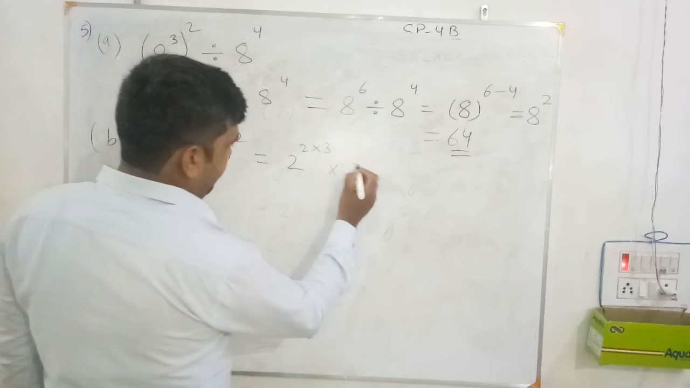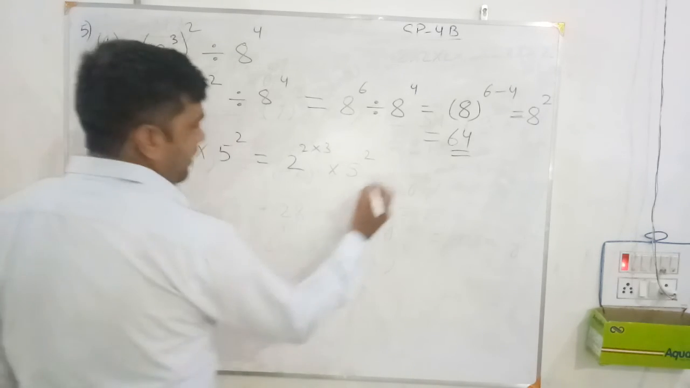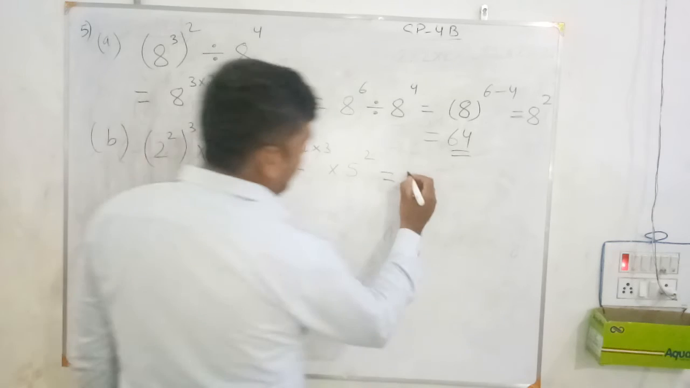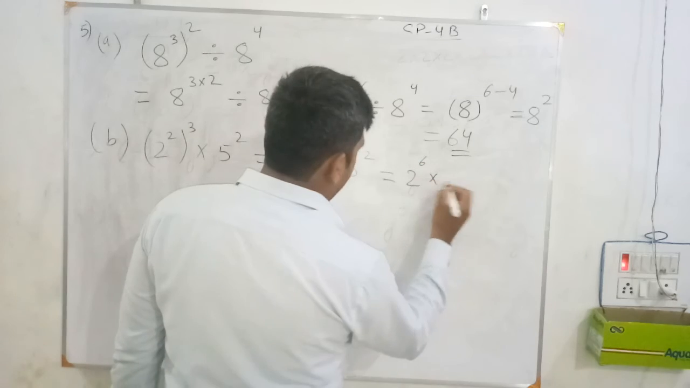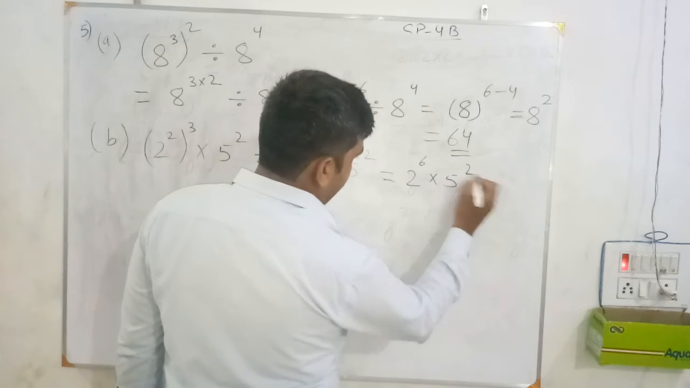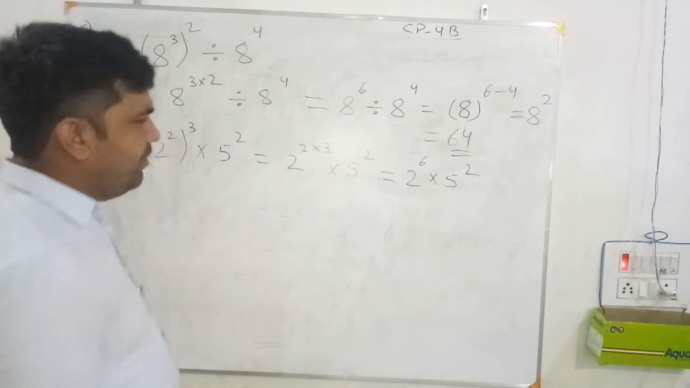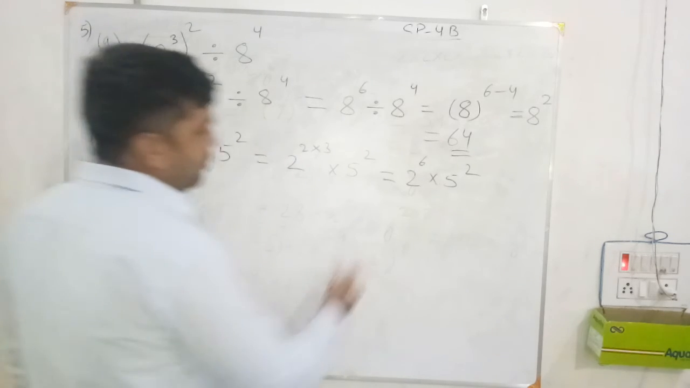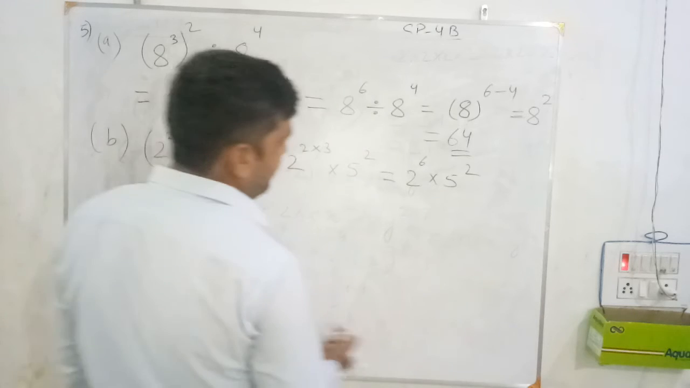Here, 5 to the power 2. Again you see, here you will get the value 2 to the power 6 multiply 5 square. Now these are different bases, so if you want to find this value, you calculate the 2 to the power 6 value and the 5 square value.